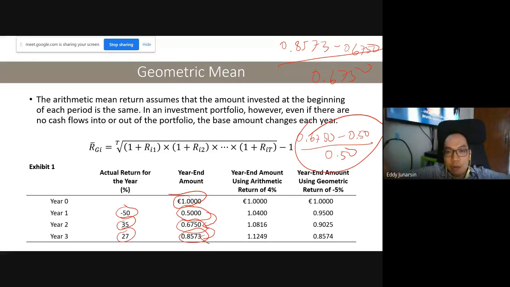Can you calculate quickly how much the arithmetic return is? Tell me quickly, what is the arithmetic average of this? How much is it? The arithmetic average?